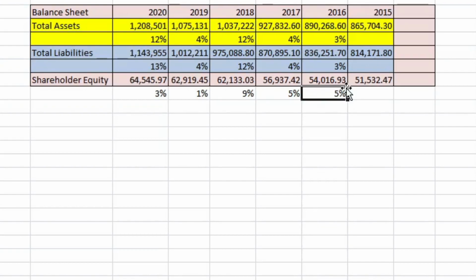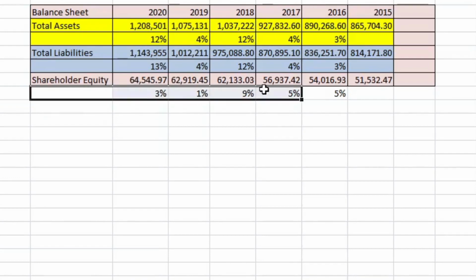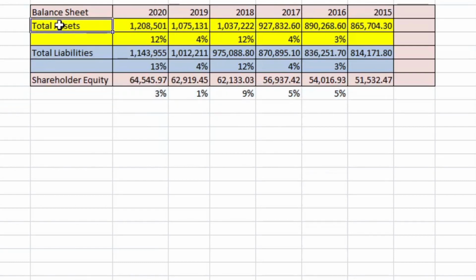Shareholder equity grew from 5% to 9% in 2018, and then it grew very little in 2019, but then it grew to 3% in 2020. So this is also a good sign because the growth is consistent with the growth of the total assets. Let us do the vertical analysis of these figures then. We want to see how much in percentage terms is the value of the shareholder equity as compared to its assets, and that is 5%.